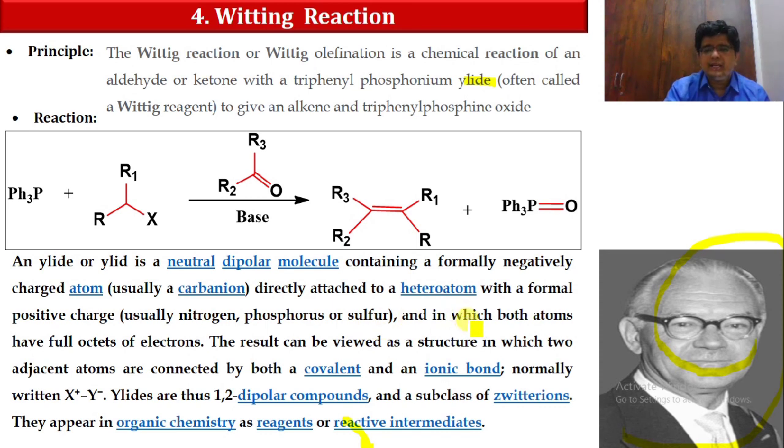Okay, now in which both atoms have a full octet of electrons. The result can be viewed as a structure in which two adjacent atoms are connected by both covalent as well as ionic bond. That is, normally we can write down X positive and Y negative. That is, two adjacent atoms with a positive and negative charge. So now this Wittig reaction is also known as the P-ylide reaction.